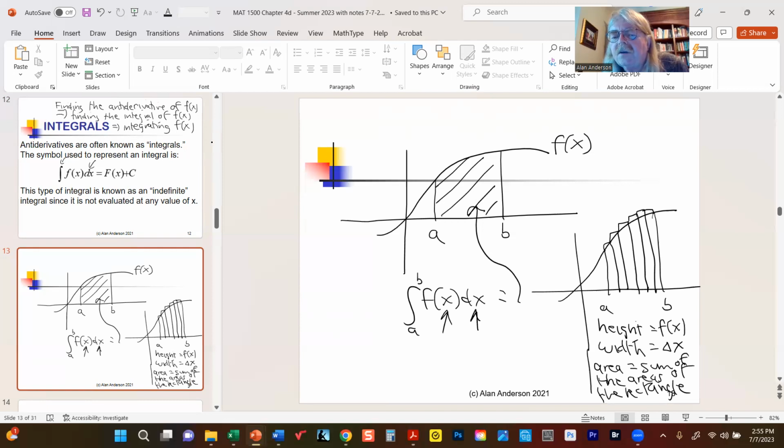So think of the integral. This is in effect an infinite sum of rectangles. So in other words, instead of having a finite or a large number of these rectangles whose area equals the area under this curve, with the integral, you've got an infinite number of these rectangles. So that's why that notation looks the way it does.